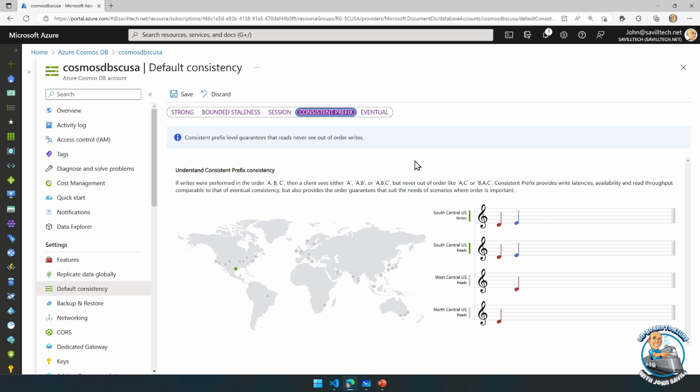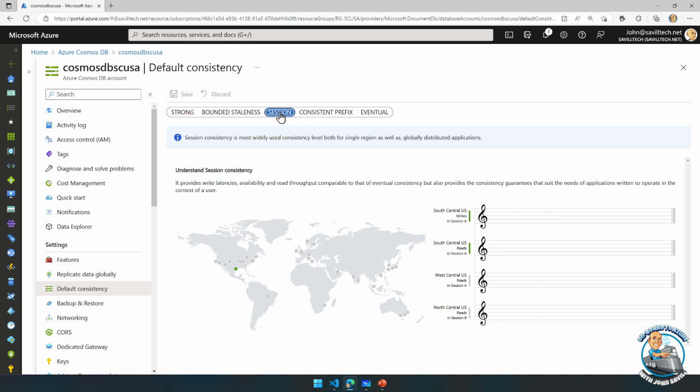So what I'm going to pick depends on my app. There's really not a right or wrong. It's telling you, look, session consistency is the most widely used. It's really useful both in single region and in globally distributed applications. But I get the choice. That's really the key point of this.